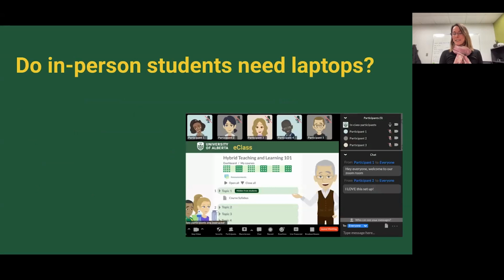And one little side note, this is a common question that I find myself discussing with instructors: do in-person students need laptops? Technically, no. In-person students don't need a laptop. They don't need to be logged into Zoom during the call. The only one that truly needs to is the instructor.